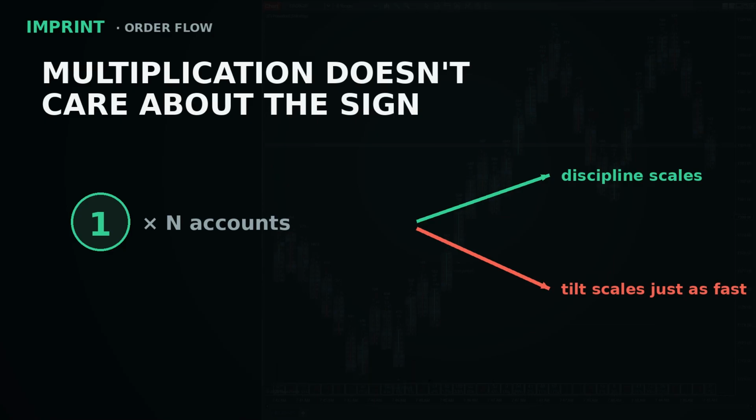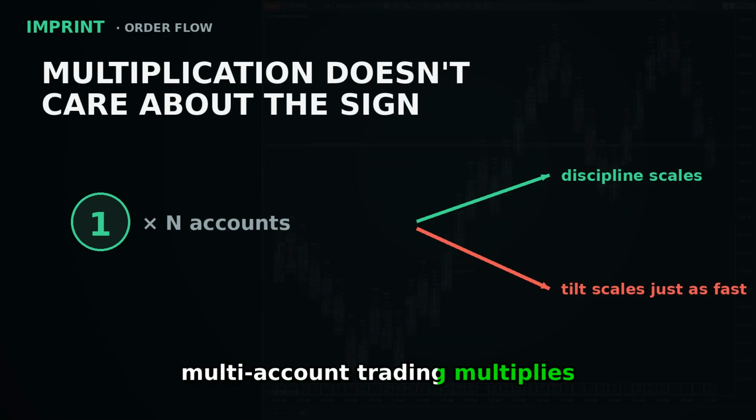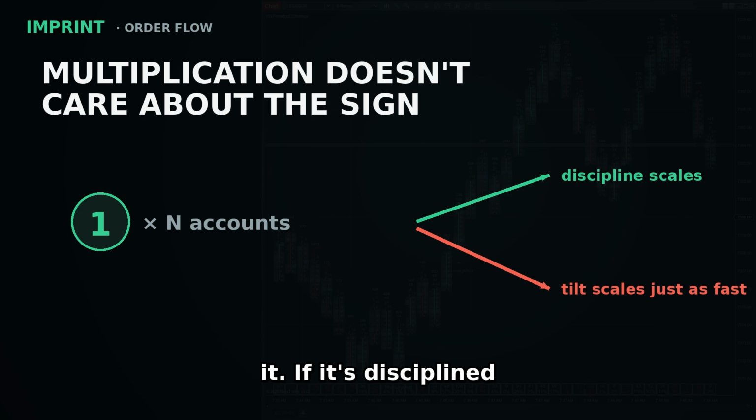But power is not the same as safety, and this is where most traders get it backwards. They think adding accounts makes the business more stable. But if every account takes the same trade, you haven't added stability. You've added a multiplier. Whatever your process already is, multi-account trading multiplies it. If it's disciplined and tested, scaling can amplify something real. If it's emotional or oversized, scaling exposes it faster than anything else. Multiplication doesn't care about the sign.